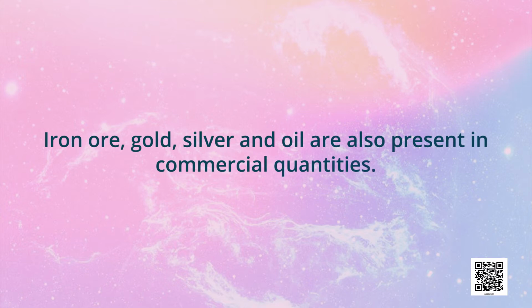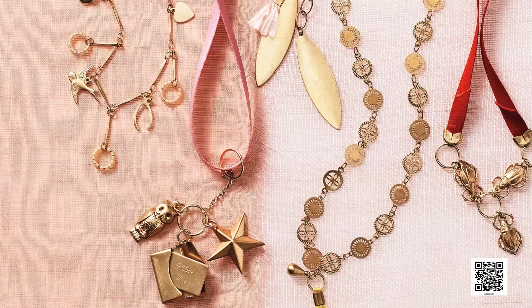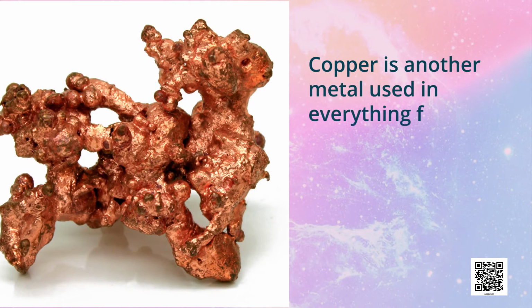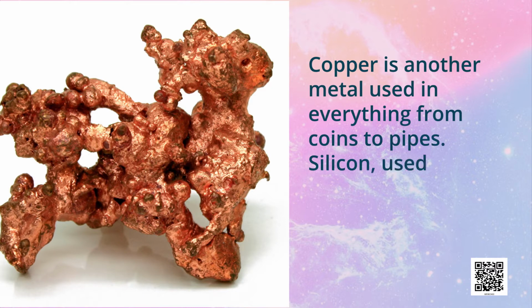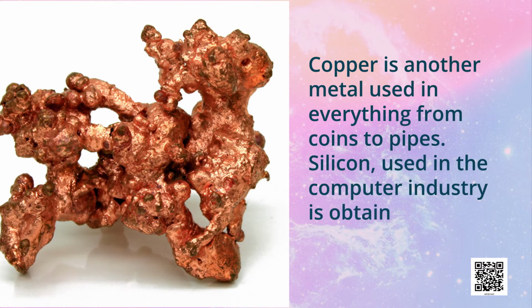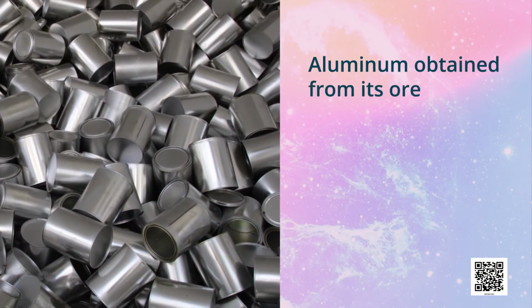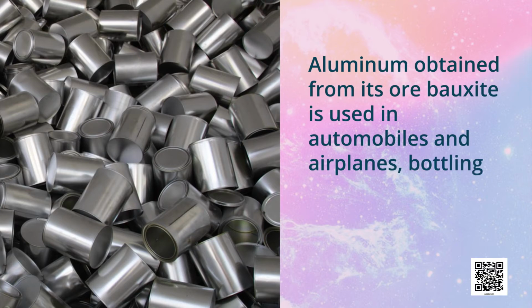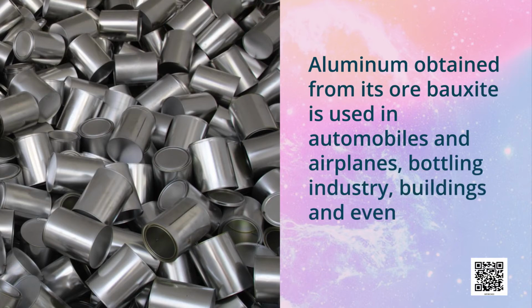Uses of minerals. Minerals are used in many industries. Minerals which are used for gems are usually hard. These are then set in various styles for jewelry. Copper is another metal used in everything from coins to pipes. Silicon used in the computer industry is obtained from quartz. Aluminium is obtained from its ore, bauxite, and is used in automobiles and airplanes, the bottling industry, buildings, and even in kitchen cookware.